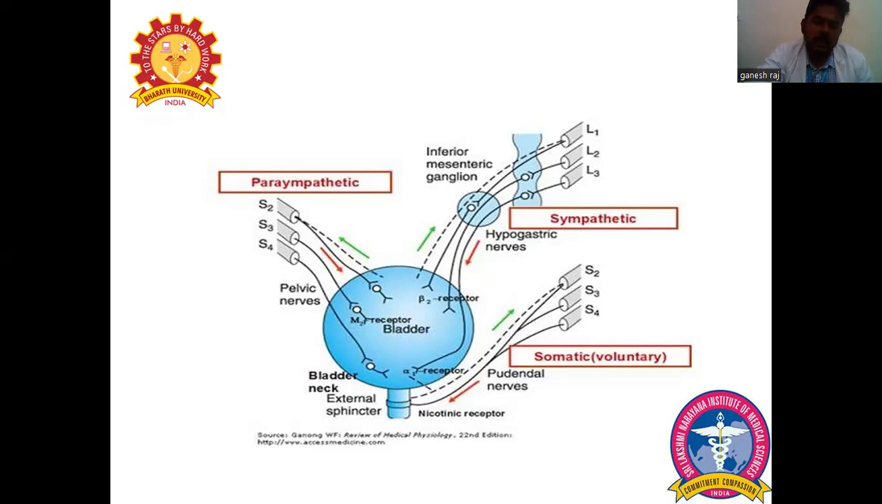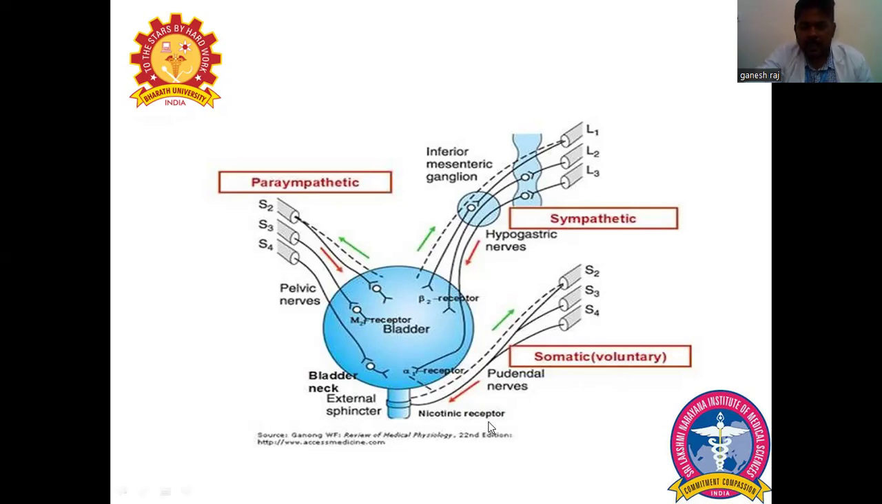So what will happen if the pelvic motor nerve is stimulated? The bladder will contract. The detrusor will contract and the internal urethral sphincter will relax. So the bladder will empty. That is the function of the pelvic nerve. What will happen if the hypogastric nerves are stimulated? The detrusor will relax and the internal urethral sphincter will contract. So this will allow filling of the bladder. These two things you should know.